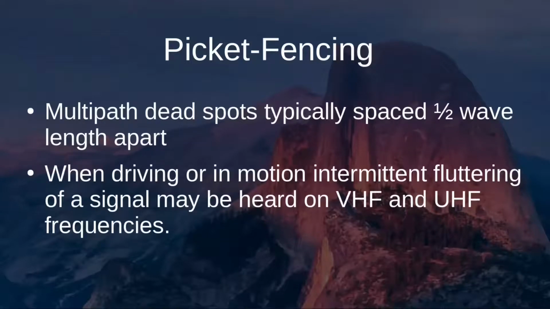Picket fencing is essentially a fluttering sound in your radio signal or the received signal in, let's say, your mobile transceiver. Let's say you're driving down the highway or driving down a road, and you start receiving a signal from a nearby repeater that appears to be kind of fluttering back and forth. This is due to multipath. So there are dead spots associated with multipath, and those spots are typically spaced maybe half a wavelength apart. So when you're driving through those dead spots, you'll get a sensation of radio wave fluttering or picket fencing, especially with VHF and UHF frequencies.